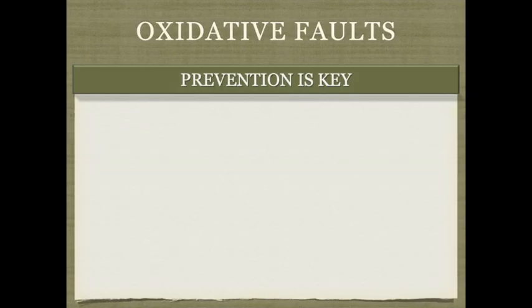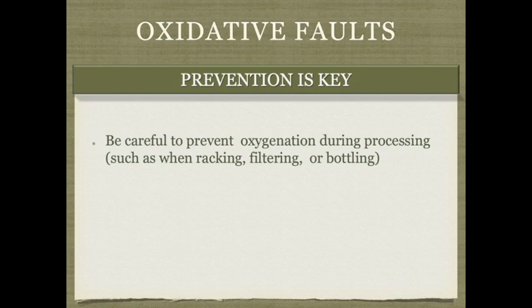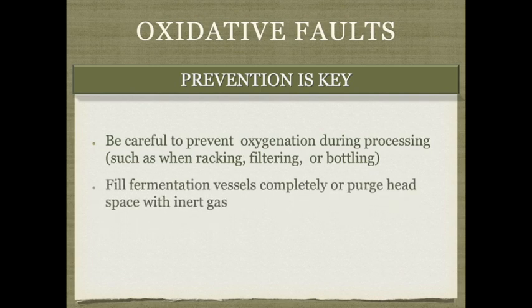With oxidative faults, as well as any other fault, prevention is the most important. It's better than trying to deal with it after it happens. So try to prevent unnecessary oxygenation during processing post-fermentation, such as when you're racking, filtering, or bottling. Try to fill fermentation vessels completely, or more commonly, at least for me, purge the headspace with inert gas. This is not the same as blanketing like we used to talk about. This is basically pushing in the gas, the CO2 or whatever you decide to use, for long enough so that any of the air that was present in the headspace has been pushed out the top, and then you seal the top so that no air can get in.